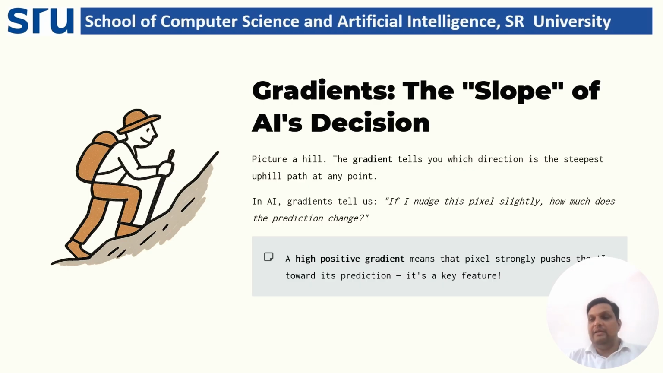In other words, we can say, think of gradient like a slope on a hill. It tells us, if we change the pixel slightly, how much the prediction changes.